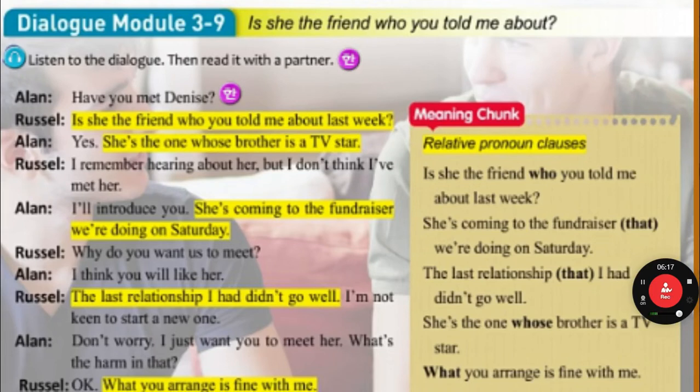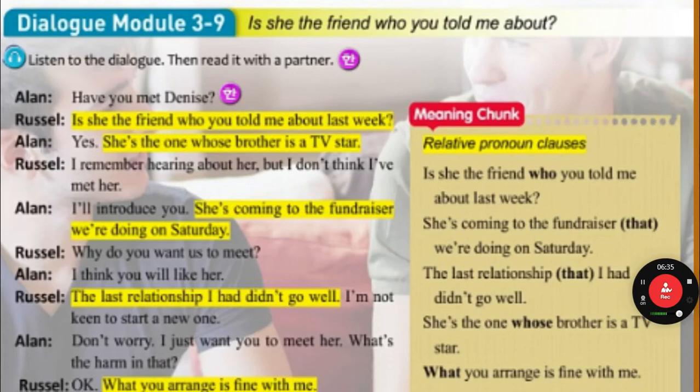Why do you want us to meet? I think you will like her. The last relationship I had didn't go well. I'm not keen to start a new one. Don't worry. I just want you to meet her. What's the harm in that? Okay. Well, what you arrange is fine with me.